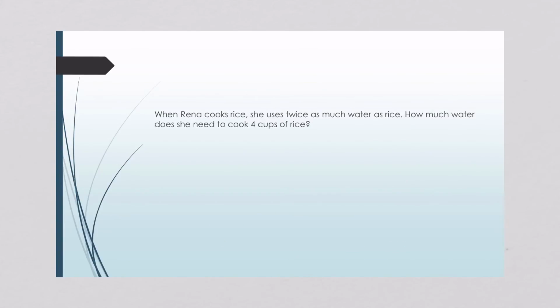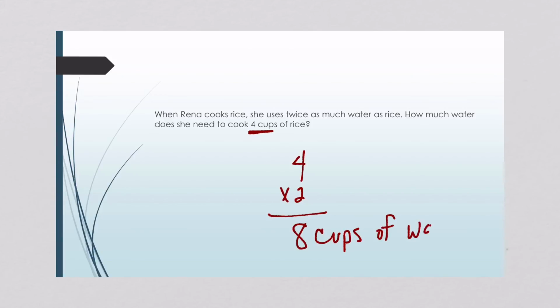It says when Rena cooks rice, she uses twice as much water as rice. How much water does she need to cook 4 cups of rice? Again, twice means multiply by 2, so we're going to take this number right here and multiply by 2. 4 times 2, she would need 8 what? What do I label on this? I need to say she needs 8 cups of water to cook this rice.